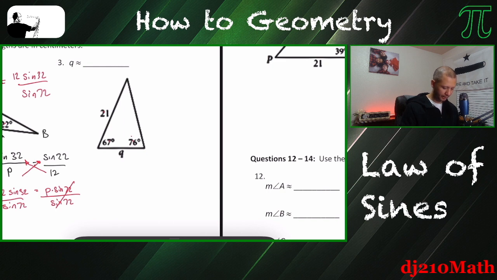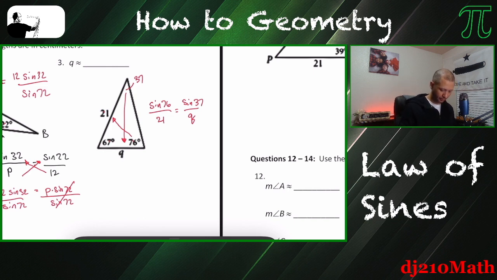So again, I'm taking sine of the angle over the side across from it. So sine of 76 over 21. This is going to be equal to, okay, we want to solve for q. Q is in the bottom, but I need the angle across from it. Here, they didn't give us the angle explicitly, but we can find it: 180 minus these other two angles, so minus 67, minus 76. This is 37. So sine 37 over q.